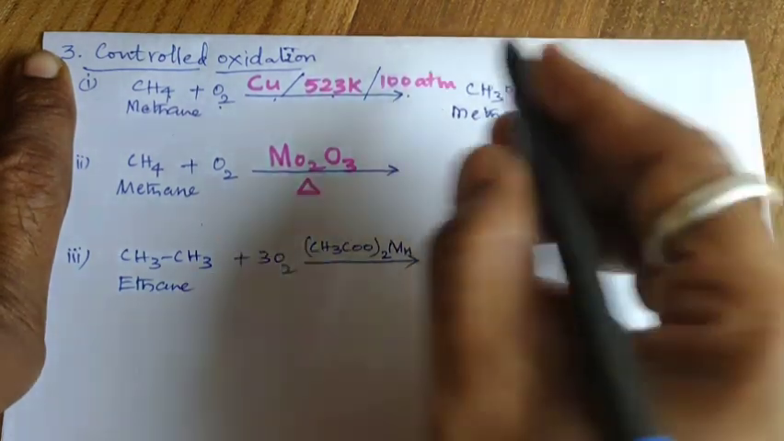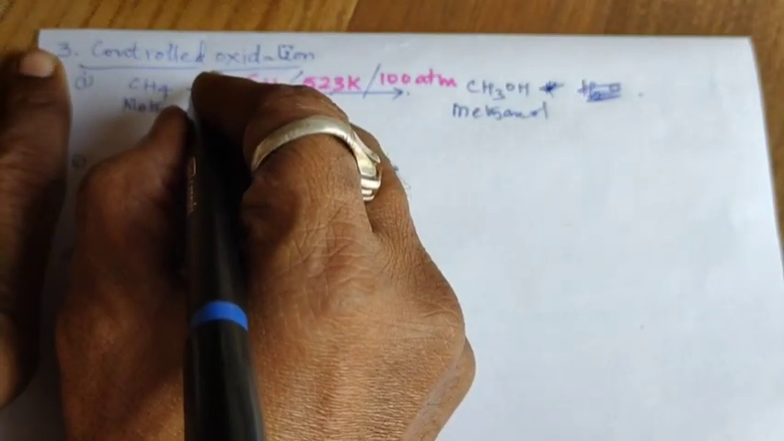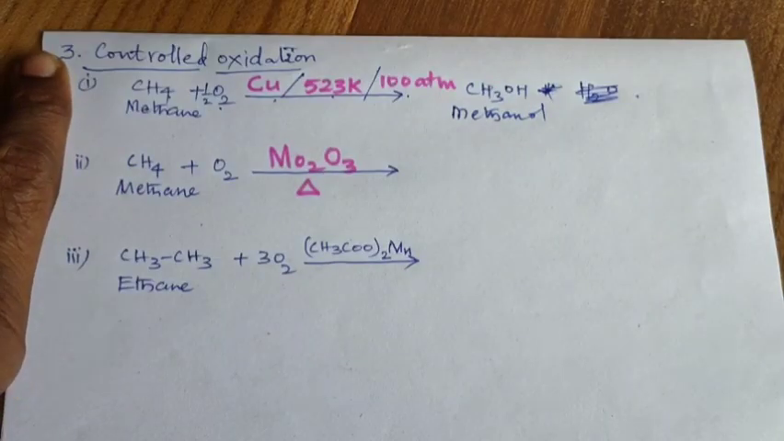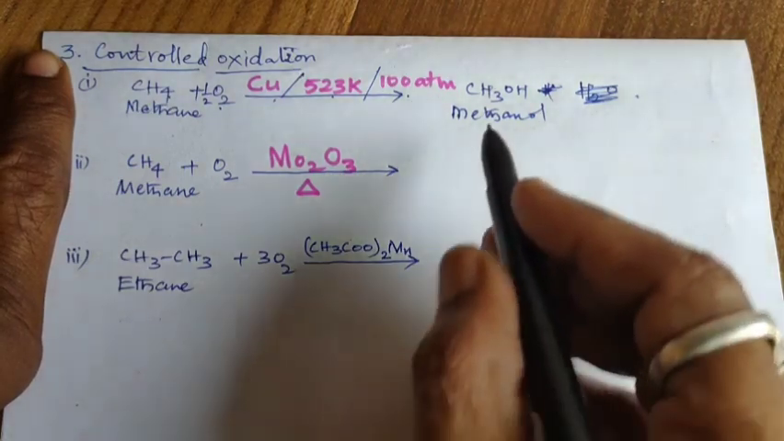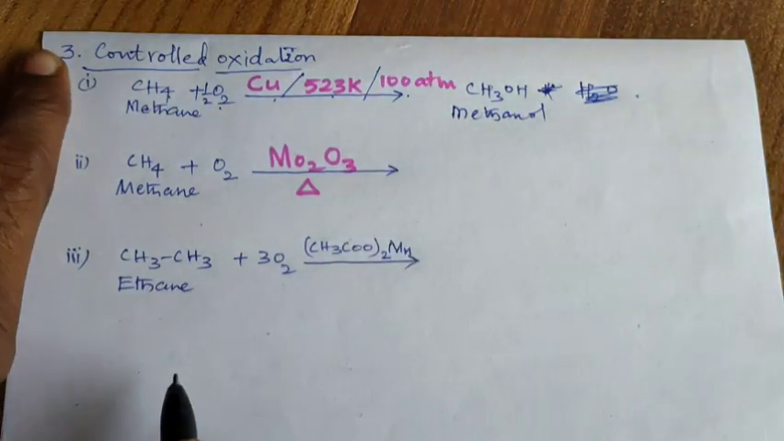No water molecules, just half mole oxygen if you take, or otherwise write 2 moles and other adjustments we have to do, that one, no problem. And this is methanol is produced.